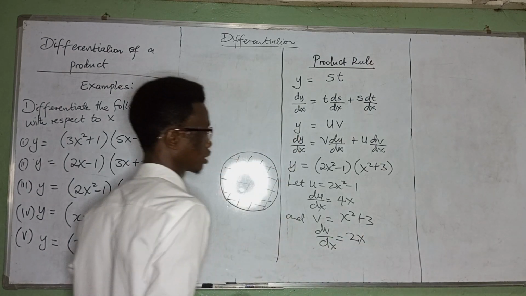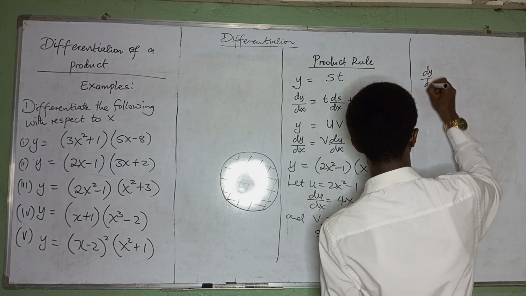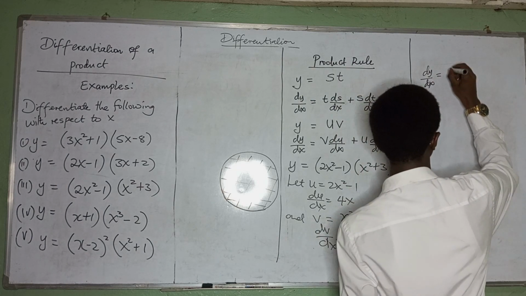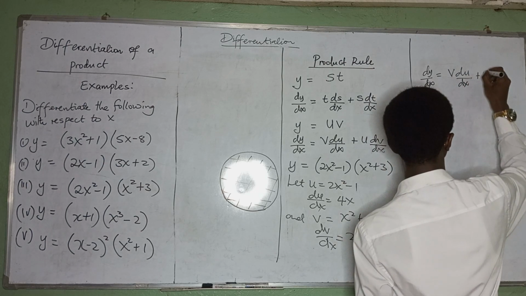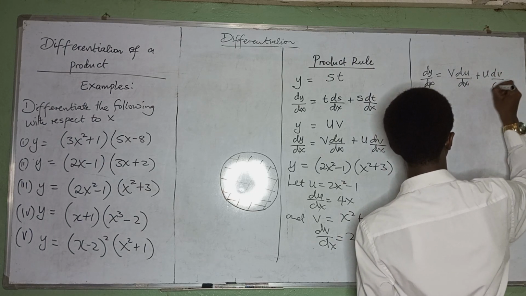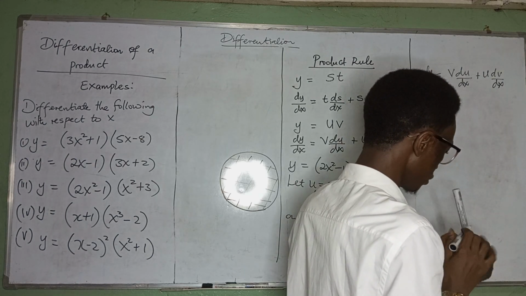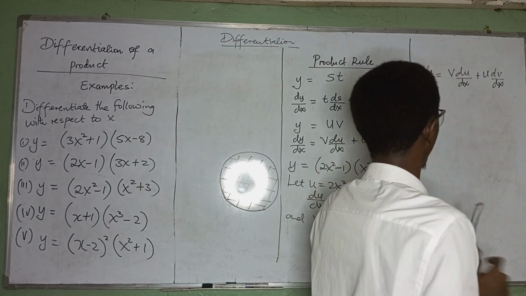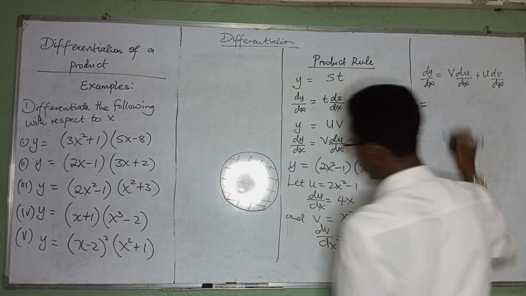Your 2x. Now, from the product rule, dy by dx equals v du by dx plus u dv by dx. So now next we just substitute into the formula. What is your v?